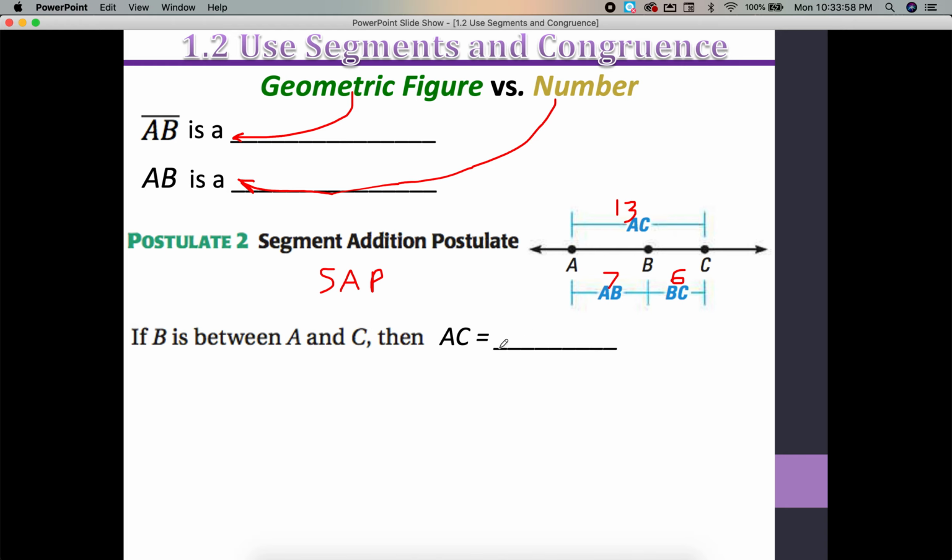So again, in terms of variables, I can say segment AC is equal to segment AB plus, and again, sorry if this is sloppy, I'm drawing it on a trackpad. It's a lot harder than it probably looks. AC equals AB plus BC. And remember, there's no bars over these because I'm doing arithmetic with these things. They're actual numbers, not the figures, so no bars here.